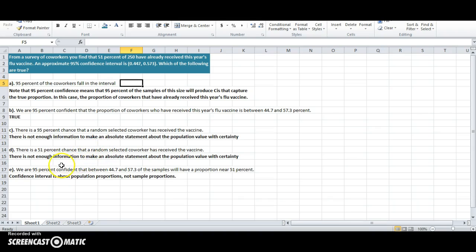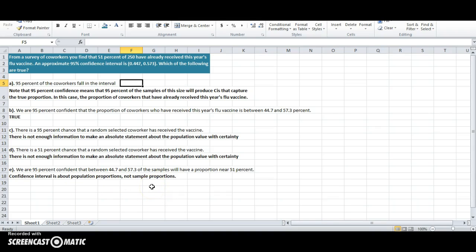Part E, we are 95% confident that between 44 and 57% of the samples will have a proportion near 51%. And actually, again, this is not true. This is not actually flowing very well with the question itself. Confidence interval is not about samples. It's about population proportions, not sample proportions.